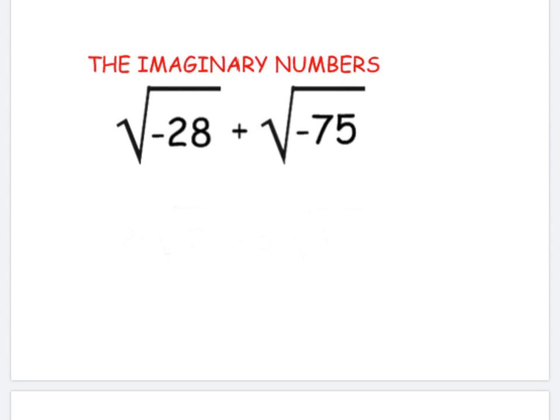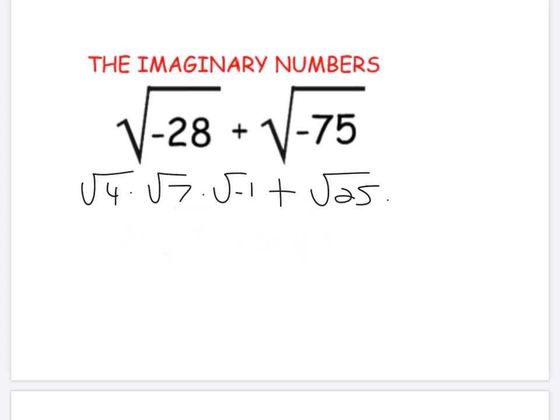So let's take a look at some more. If I have the square root of negative 28 plus the square root of negative 75, in order for me to add those, I first have to make the number underneath the square root sign into like terms. So if I were to simplify the square root of 28, using my biggest perfect square, which would be 4, it would be the square root of 4 times the square root of 7 times the square root of negative 1, plus, and if I were to do 75, it would be the square root of 25 times the square root of 3 times the square root of negative 1.